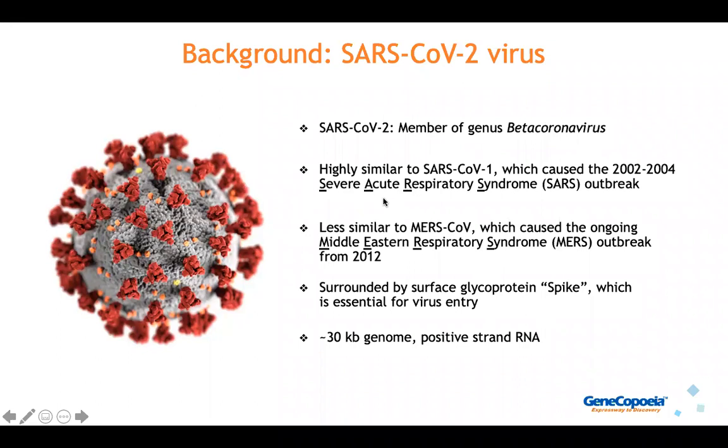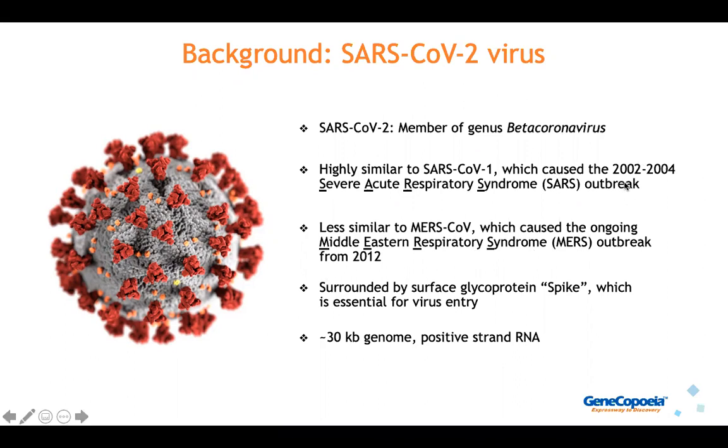receptors on cells. And the SARS-CoV-2 virus is highly similar to SARS-CoV-1, which caused the 2002 to 2004 SARS outbreak. SARS stands for Severe Acute Respiratory Syndrome. And in fact, they use the same cellular receptor, which is known as ACE2. It's a little bit less similar to another coronavirus called MERS-CoV. And this caused the ongoing MERS outbreak, which stands for Middle Eastern Respiratory Syndrome, that began in 2012.